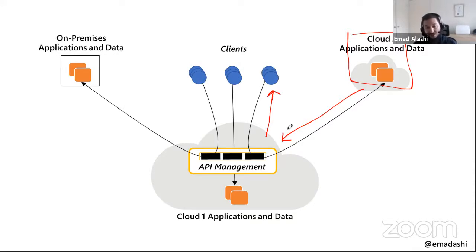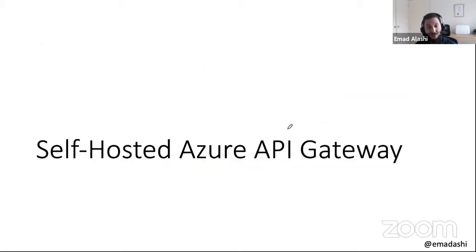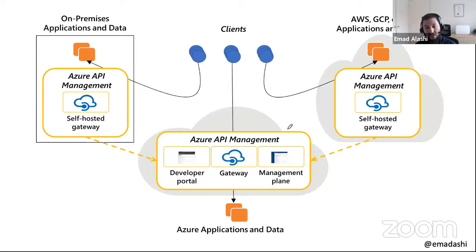So with all these drawbacks, Microsoft introduced a new service called the self-hosted Azure API Gateway. A couple of slides ago, we looked at the three components that make up Azure API Management: the developer portal, the gateway, and the management plane. What Microsoft did beautifully is that they put this gateway component in a Linux container.